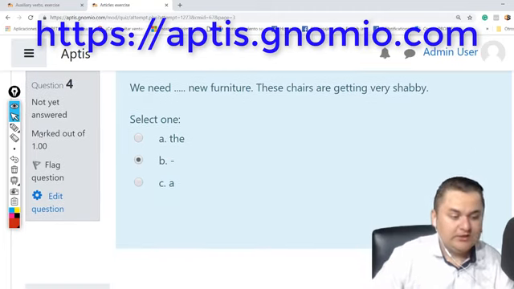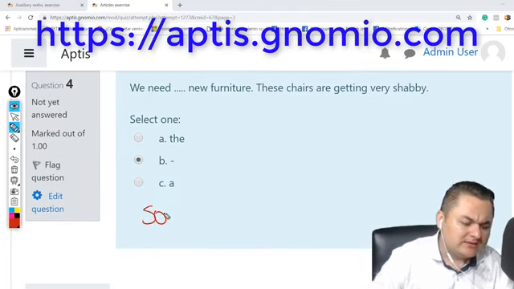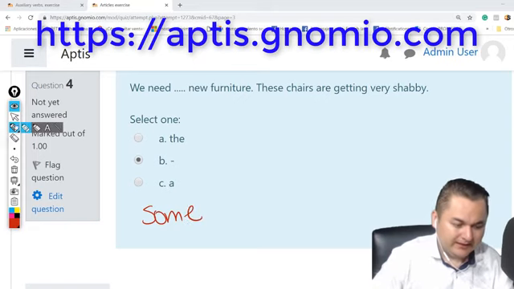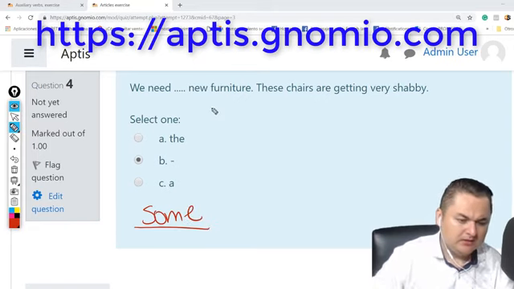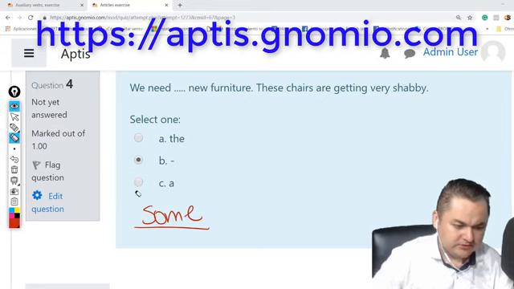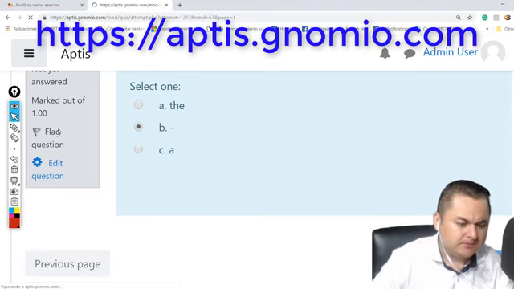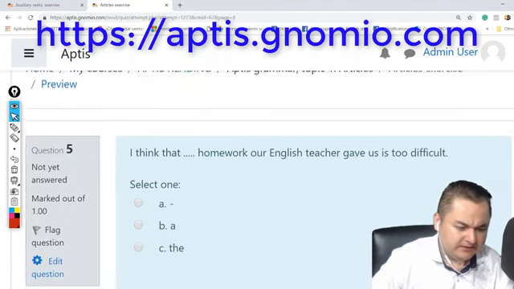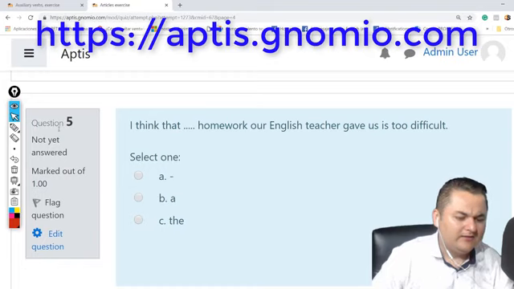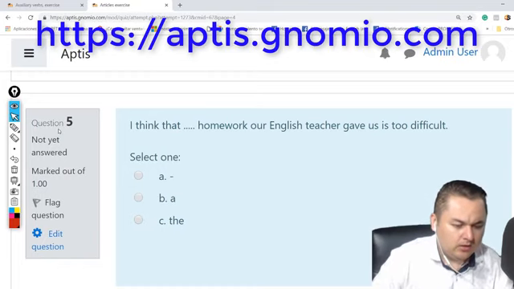Of course, you can also say we need some new furniture, but again, some does not belong to the articles, so this is why it is not being tested. Then we continue and see what we have here. It says, I don't think that, and then, homework our English teacher gave us is too difficult.